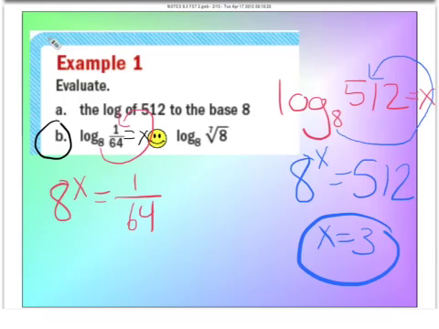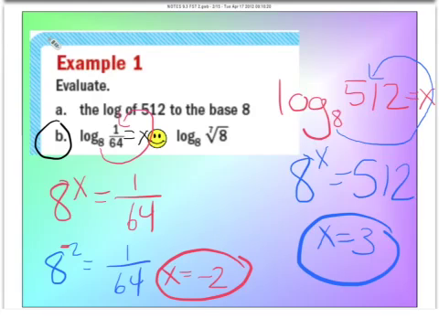Well, you've got to think about it. 8 to what power is 64? 8 squared is 64, right? But I need 1 over 64. How do you get a fraction when you have that exponent? You make it a negative. So 8 to the negative 2 power is 1 over 64. So the answer to this problem is x is equal to negative 2. Or you could say log base 8 of 1/64 is the same as saying the answer, negative 2.